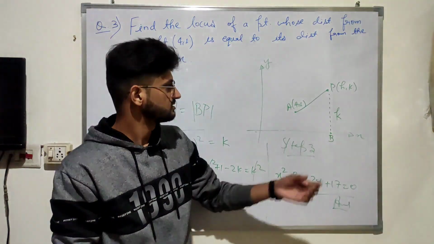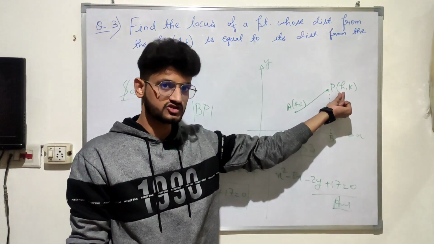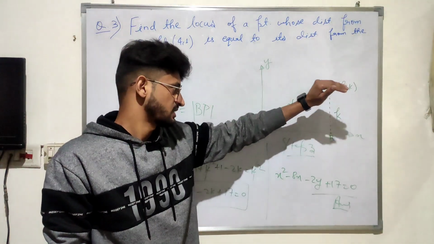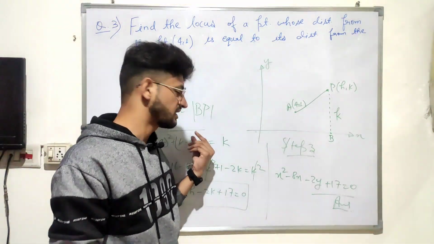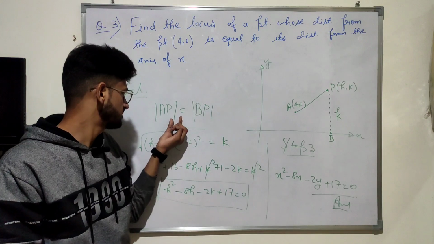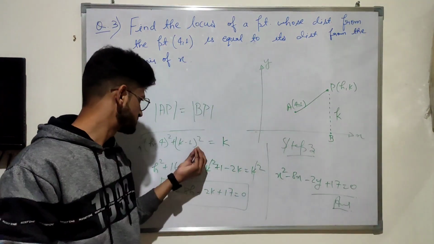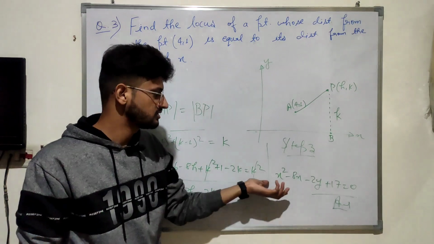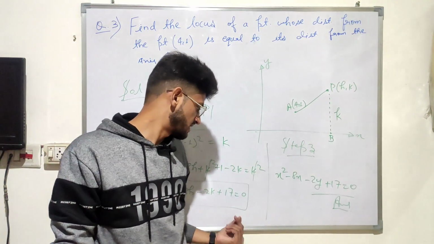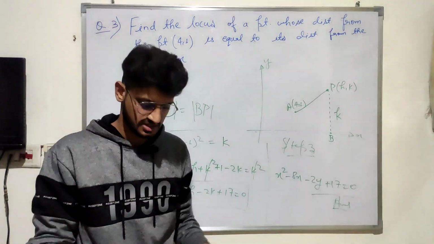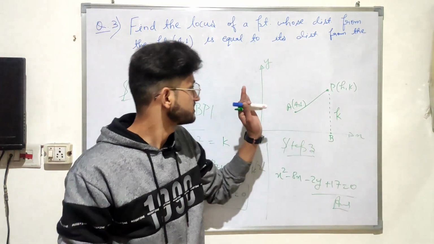So basically we need to assume some moving point, that is P with coordinates h comma k, and we will apply the given conditions. In this case it was given that AP equals BP, and we need to simply solve the equation based on the distance formula. After solving, we got this equation. After replacing h with x and k with y, we will write the final equation for the required locus. So this is the condition.